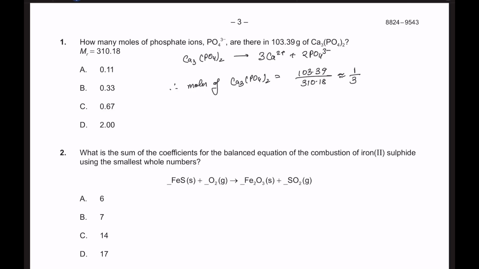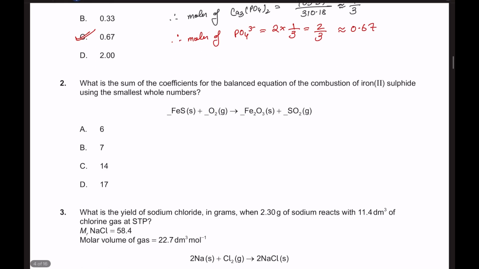Now, the molar ratio of PO4 3- and Ca3(PO4)2 is 2:1, right? So moles of PO4 3- is 2 times the moles of Ca3(PO4)2, which gives us 2/3. 2/3 is 0.67, which is option C.